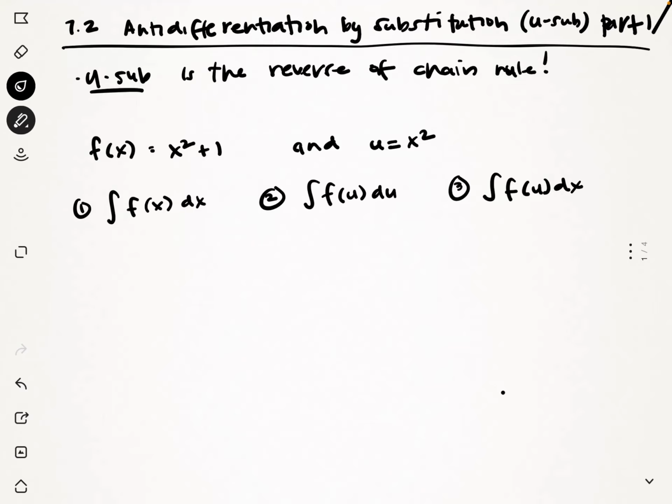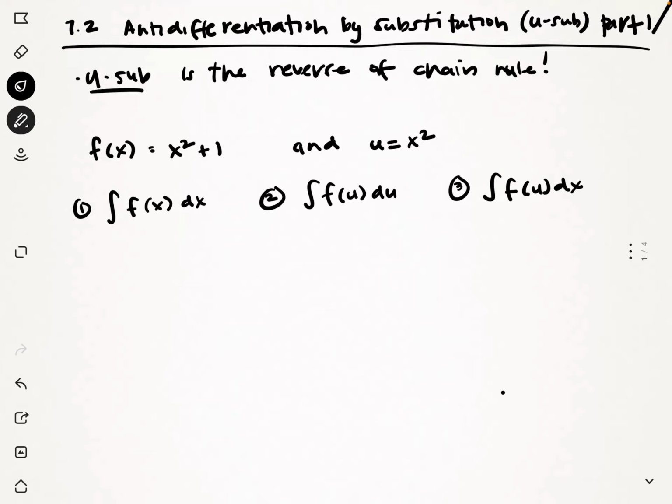Today we're looking at 7.2 antidifferentiation by substitution, also known as U substitution. This is part one. We're going to spend 2 days on this because it's an important means of doing the antiderivative of a function. A lot of times we're not going to have nice, easy antiderivatives that come directly from our cheat sheet. So we've got to be aware that we can do more complex ones as long as we're aware of the strategies that we can use.